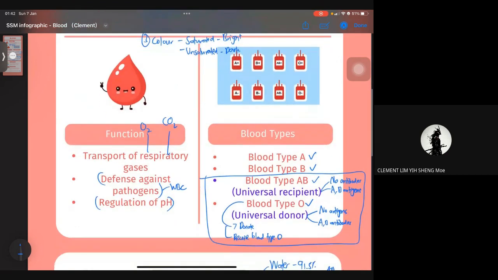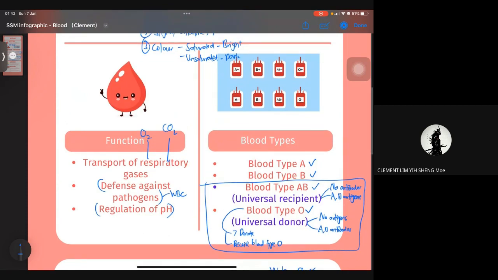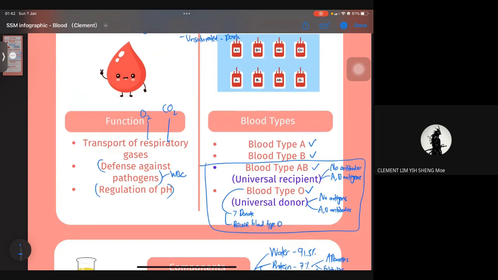Next, we talk about the function of the blood. The most common one is the transport of respiratory gases, which means the blood transports oxygen from the lungs to the body cells and transports carbon dioxide from the body cells back to the lungs. Then the second one, the blood can make a defense against the pathogens. Basically, this is done by the white blood cells, which are known as the leukocytes. And the third one is the regulation of pH.